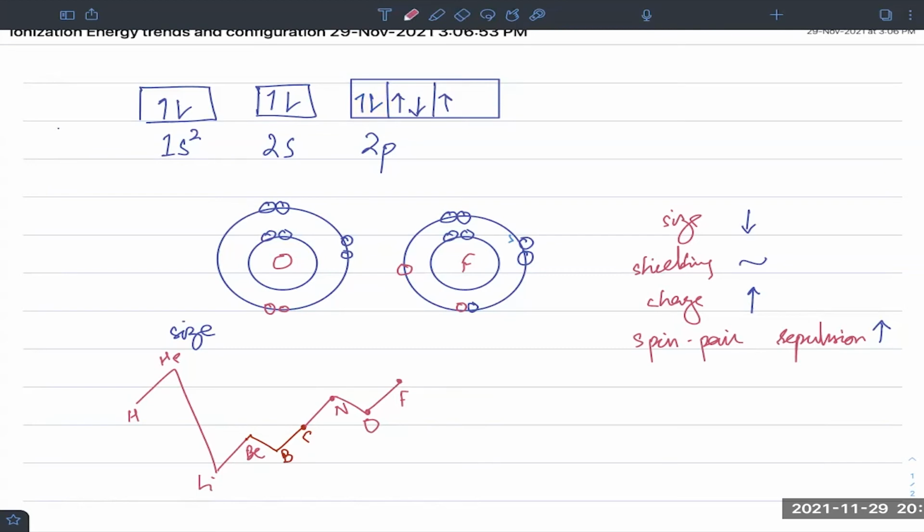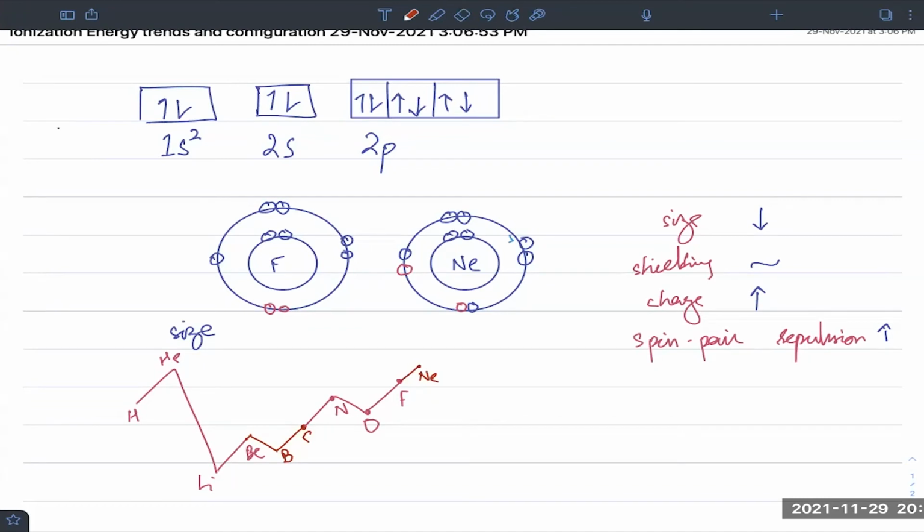Okay, and now we are done with fluorine and oxygen. Let's move on to the last one in this shell, which is neon. So fluorine and neon. Fluorine has one more and neon has another. So size decreases. Shielding roughly the same. Charge increases. Spin pair repulsion, yes, it increases. So again, this case is just like the case of fluorine and oxygen. So the size will decrease, and neon's ionization energy will increase.